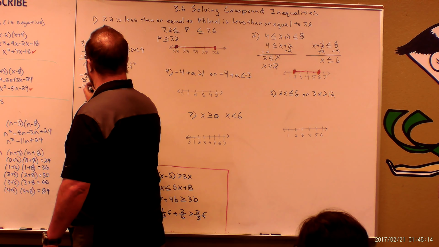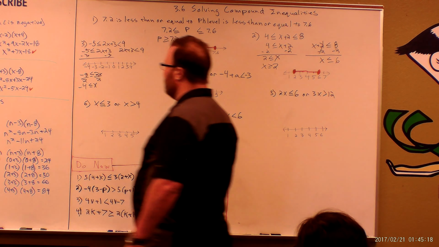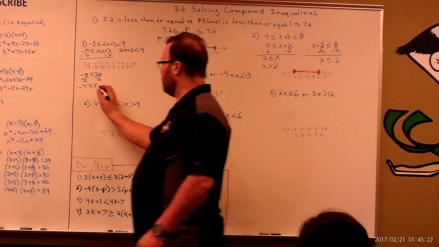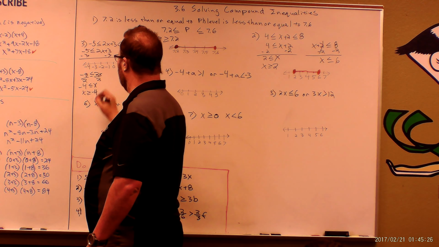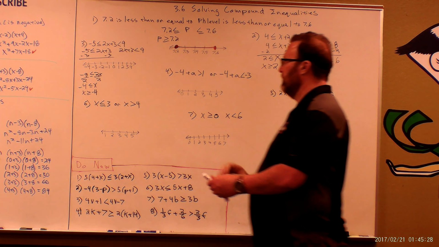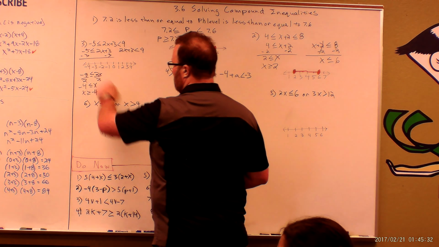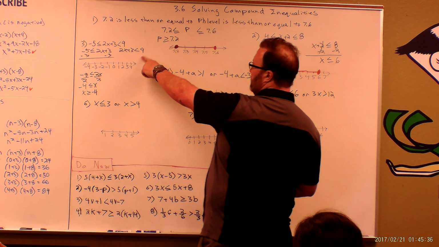What's my answer? What do I need to do with that now? Mirror it. Oh, yeah, very good. It's open to the x, pointing to the -4. Okay, that one's done. Now this 2x plus 3 is less than 9.